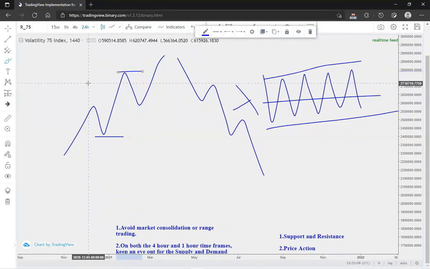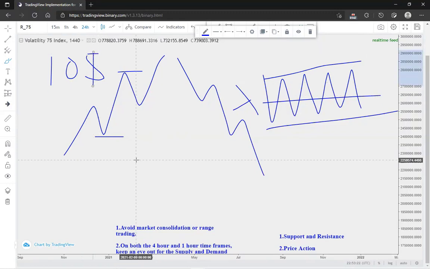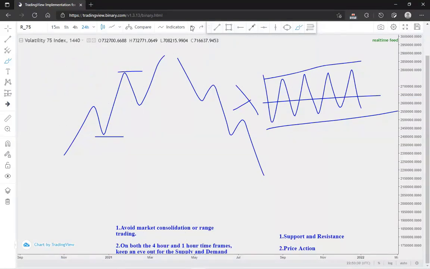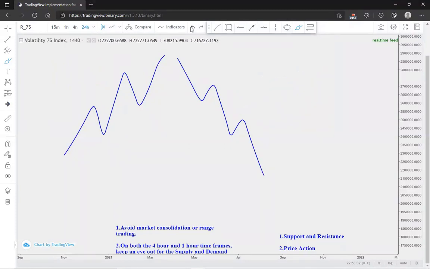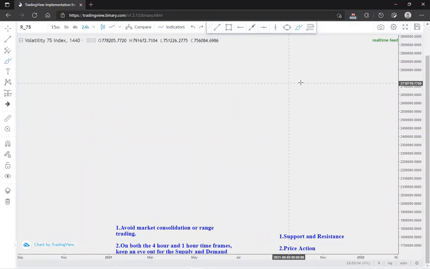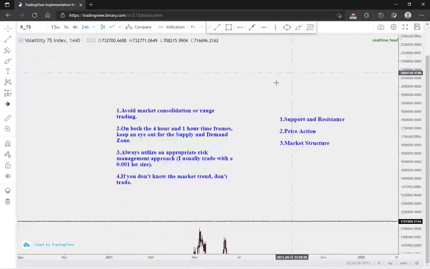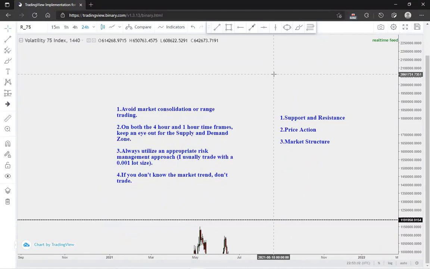So that being said, you just need to avoid the ranging market, because some people start their accounts with as low as $10 in volatility indices. And with this $10, a little drawdown can just wipe off your account. So you just need to be cautious and stick to the trending market. It's not advisable for you to go into the ranging market, unless you are a pro trader, maybe your system allows you to trade the ranging market.